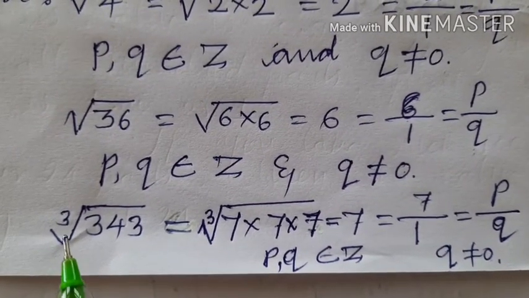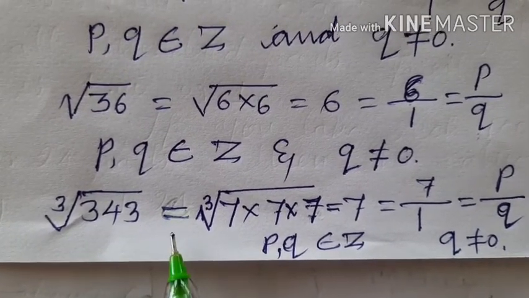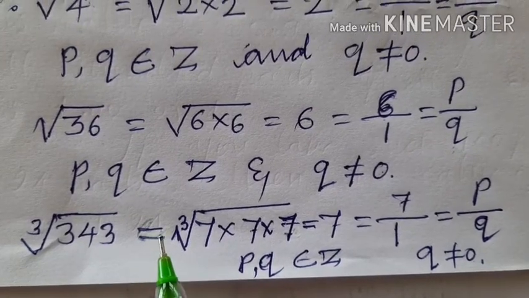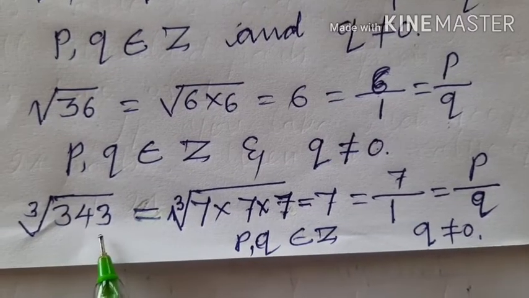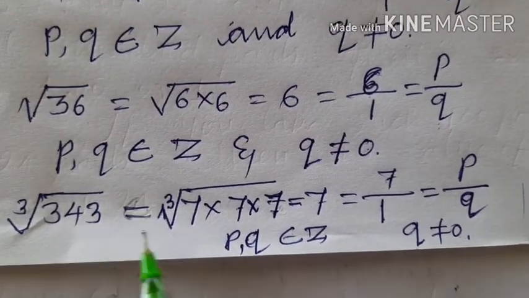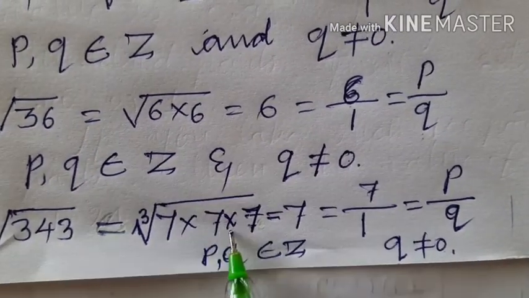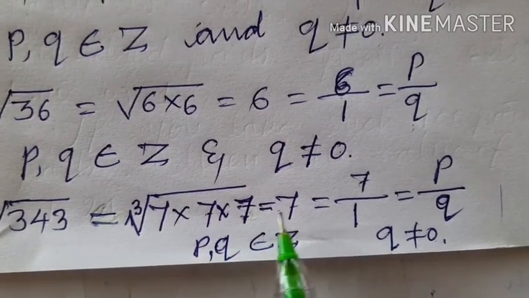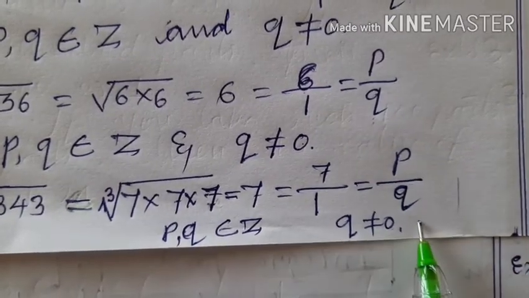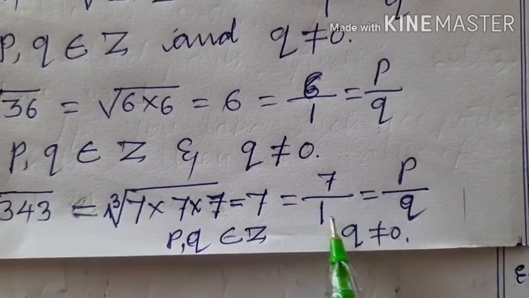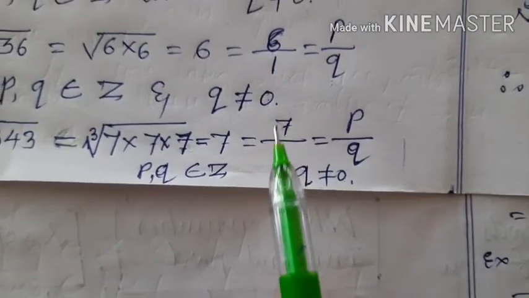Now, let us look at one more example, children. Here, it is cube root of 343, which is equal to cube root of 7 into 7 into 7. Here, 343 is a perfect cube because it can be expressed as the product of 3 equal factors, 7 into 7 into 7. So, one 7 comes out, and this 7 is equal to 7 upon 1, which is p by q, where p and q are integers and q is not equal to 0. That is why it is a rational number.